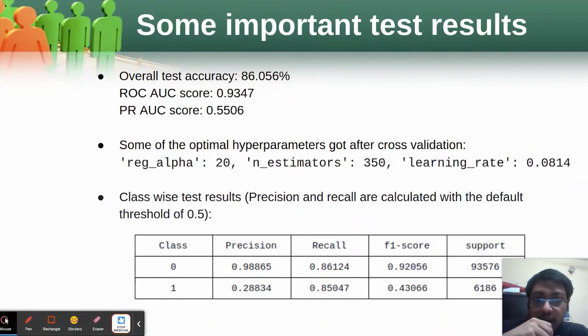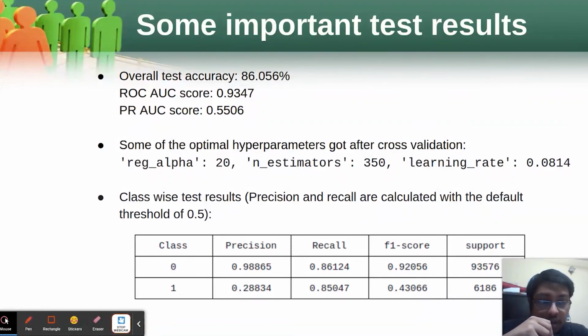We applied our LightGBM model, trained it using the training dataset, and tested our performance on the test dataset. And here are some important test results. Overall test accuracy was around 86%, with a ROC AUC score of 0.93 and a PR AUC score of 0.55. The optimal hyperparameters of the LightGBM model were computed and decided using k-fold cross validation.